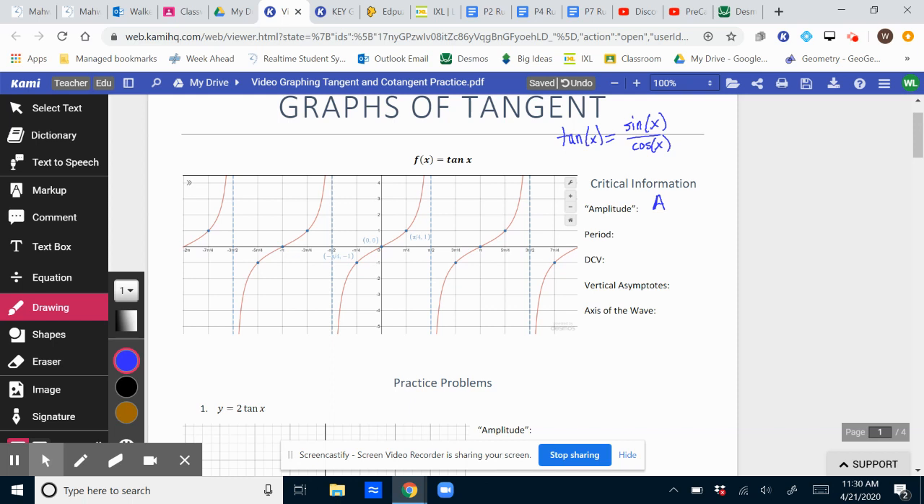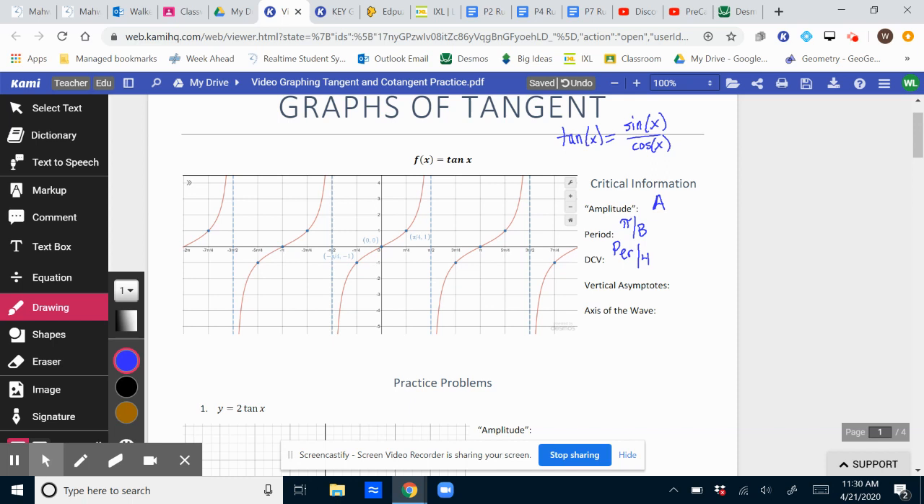Okay, period, super important. It is not the same as the other four. Period is pi over b. Hopefully you all should have immediately noticed it's pi over b, not 2 pi over b. And then the DCV is still period divided by 4. So DCV you find the same way as you do for the other four.